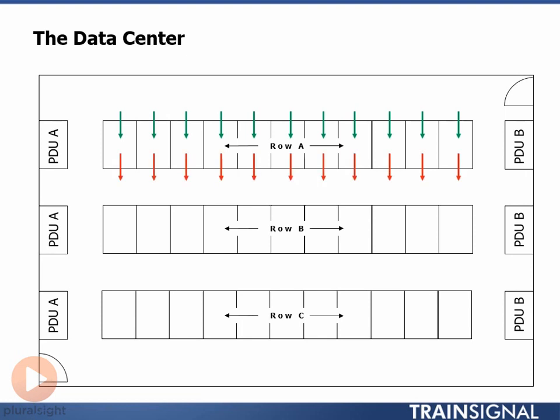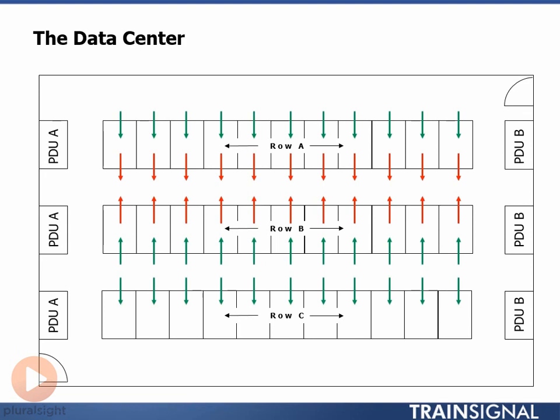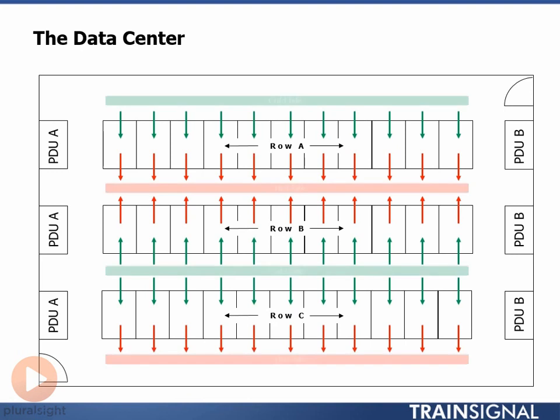Row B is then configured so that the rear of the racks in row B are facing the rear of the racks in row A, meaning that the racks in row B expel hot air into the same aisle as the racks in row A, with cold air obviously being sucked in from the opposite side. Row C is then configured in a similar manner, so that it pulls in cold air from the same aisle as row B and expels it from the opposite side. And what we have here is a classic hot-cold aisle configuration.